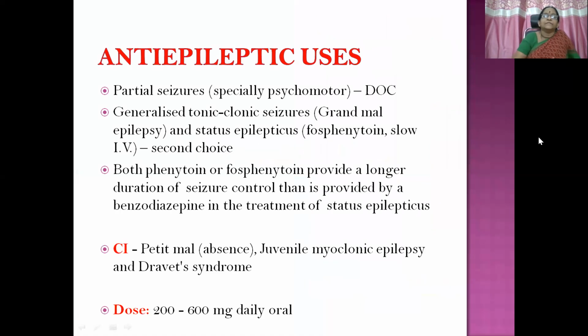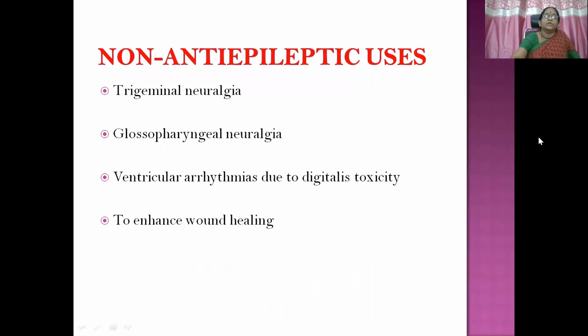Then therapeutic uses. It is used in partial seizures, drug of choice, generalized tonic-clonic seizures, and status epilepticus, that is second choice when compared to fosphenytoin slow IV. Then both phenytoin and fosphenytoin provide a longer duration of seizure control than is provided by a benzodiazepine in the treatment of status epilepticus. So fosphenytoin is more preferred, along with maybe phenytoin also. Contraindicated in petit mal or absence seizures, juvenile myoclonic epilepsy, and Dravet syndrome. Dose is 200 to 600 mg daily oral.